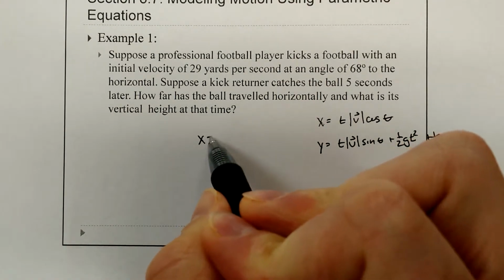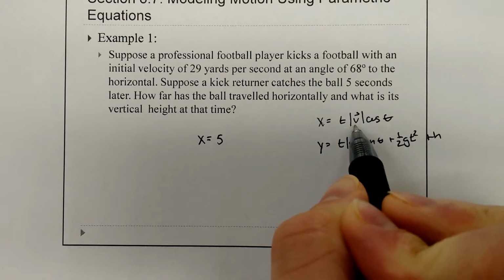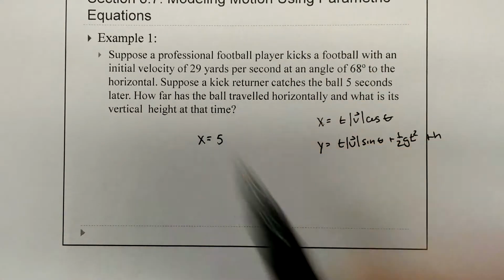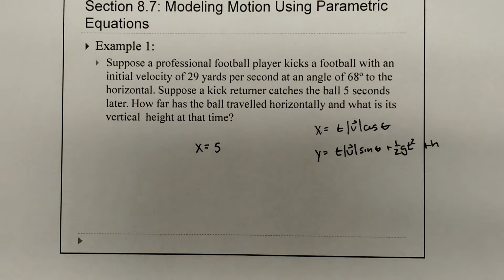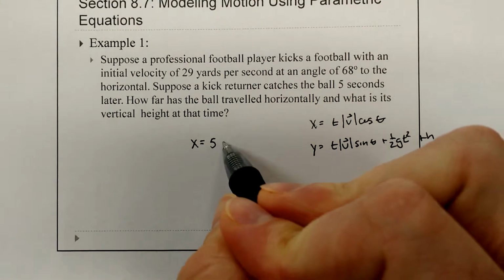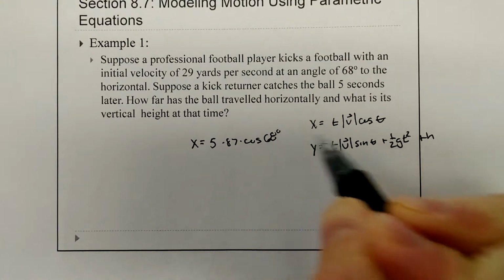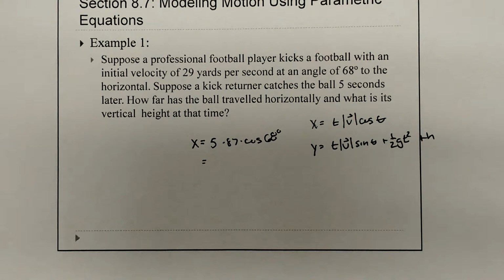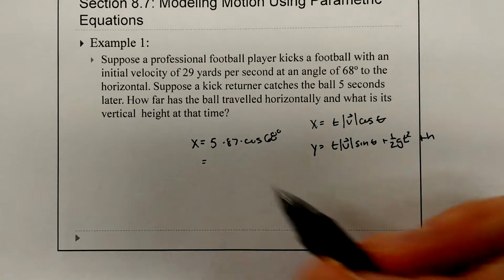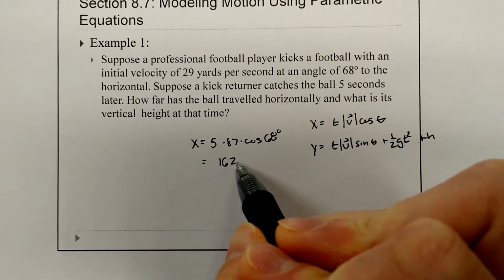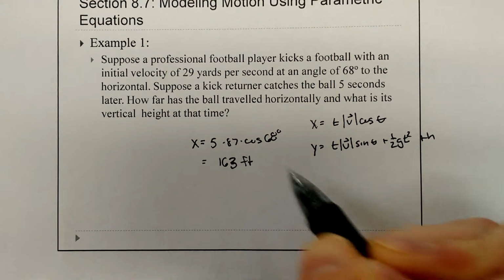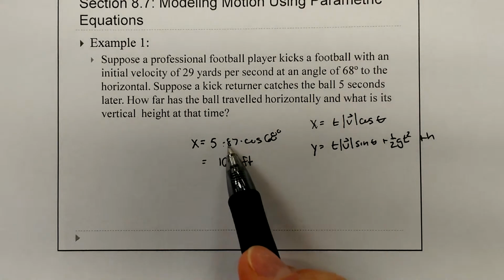So x is going to equal t, which is 5. The magnitude is 29 yards per second, but I need that in feet per second, so I need to multiply by 3, which gives me 87. And then the cosine of my angle, 68 degrees. So 5 times 87 times the cosine of 68. So that is, we'll call it 163 feet. I'm converting my units to feet here.